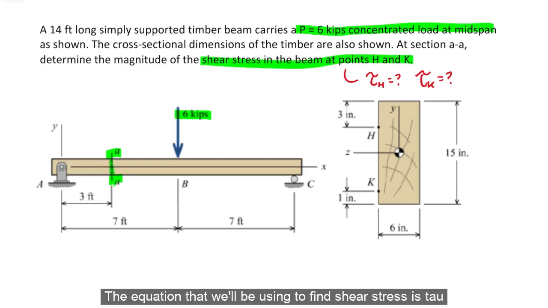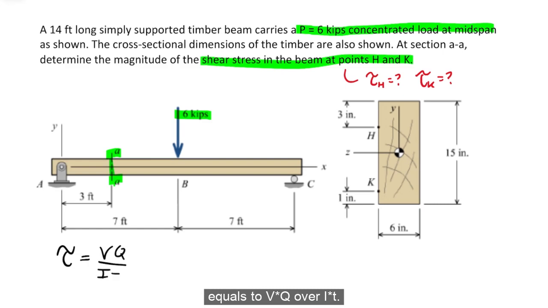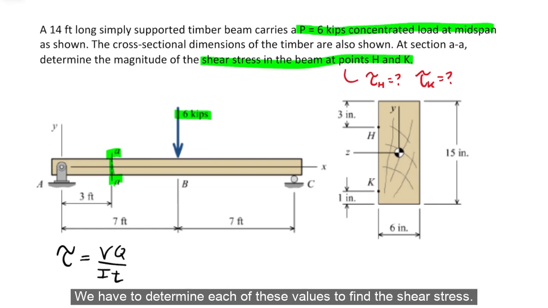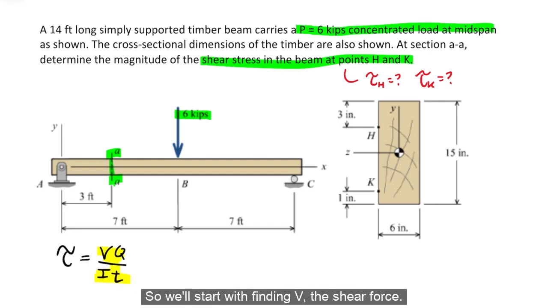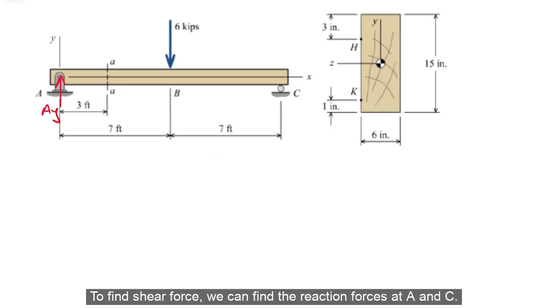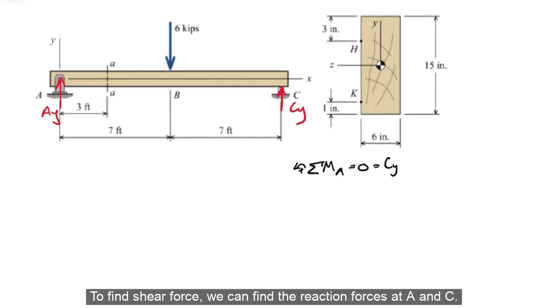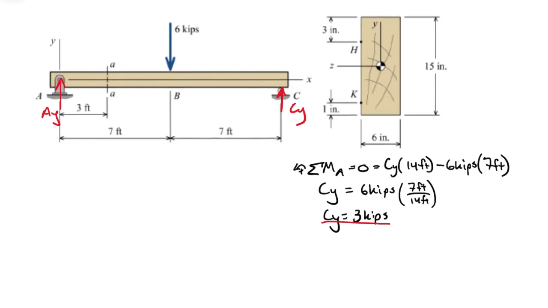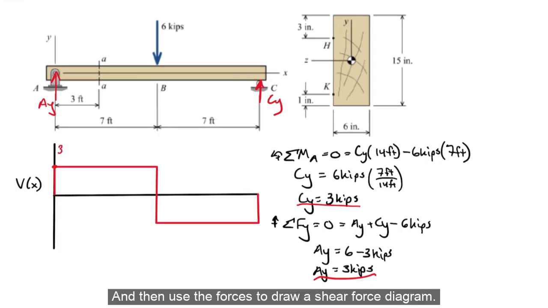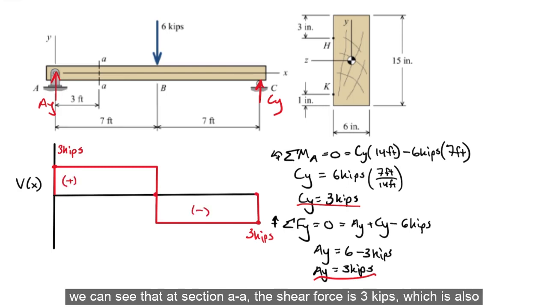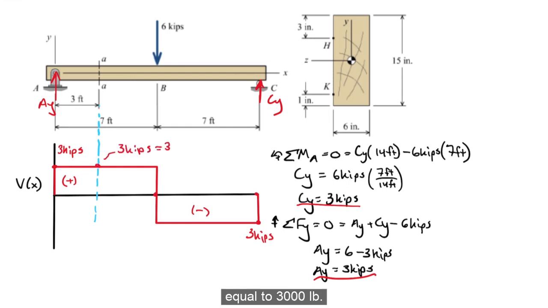The equation that we'll be using to find shear stress is tau equals VQ over IT. We have to determine each of these values to find the shear stress, so we'll start with finding V, the shear force. To find shear force, we can find the reaction forces at A and C, and then use the forces to draw a shear force diagram. From the shear force diagram, we can see that at section AA, the shear force is 3 kips, which is also equal to 3,000 pounds.